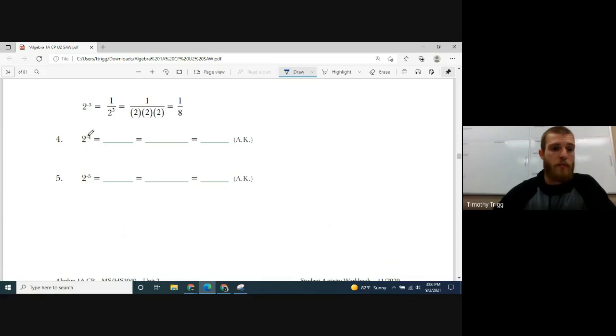So 2 to the power of -4 is 1 over 2 to the 4th, which is 1 over 2 times 2 times 2 times 2, which is the same as saying 1 over 2 times 2 is 4, times 2 is 8, times 2 is 16. Okay, again, that's 2 times 2 times 2 times 2. See if you can do number 5 on your own.